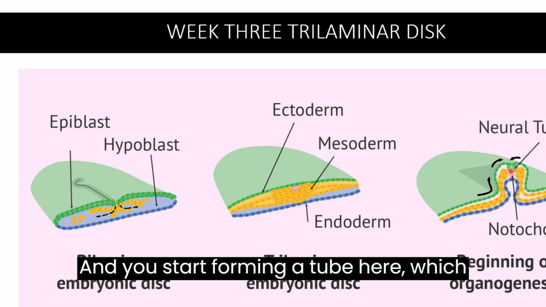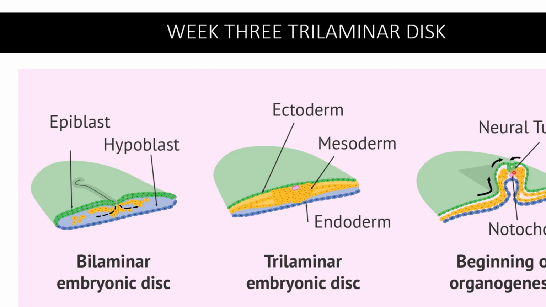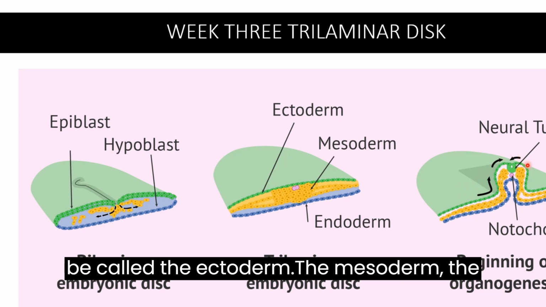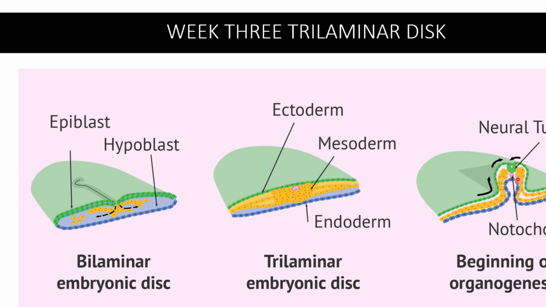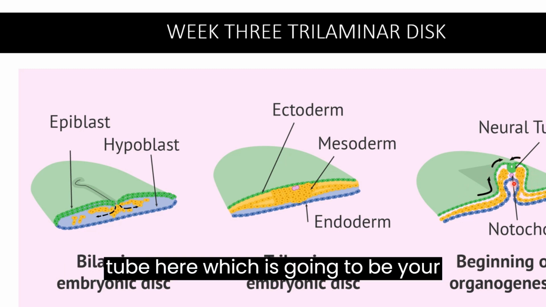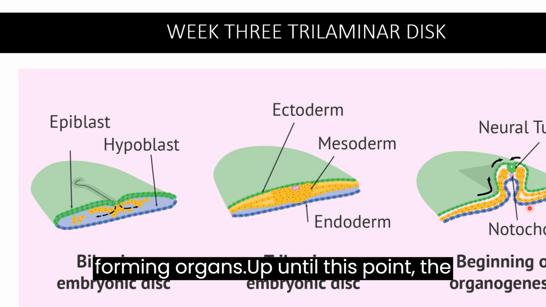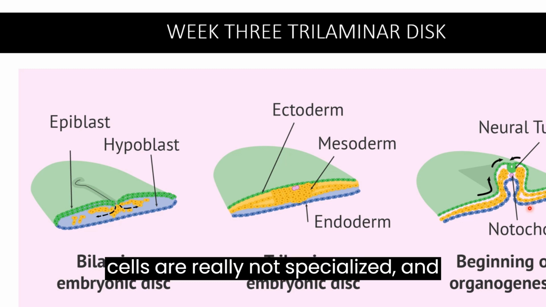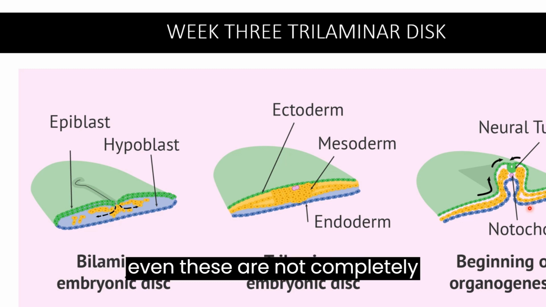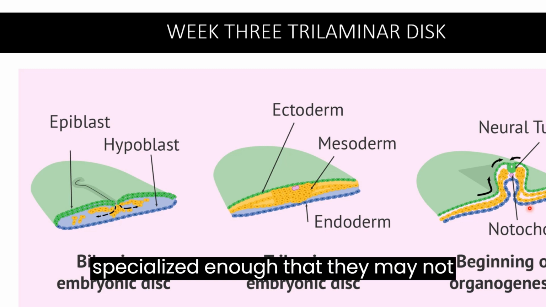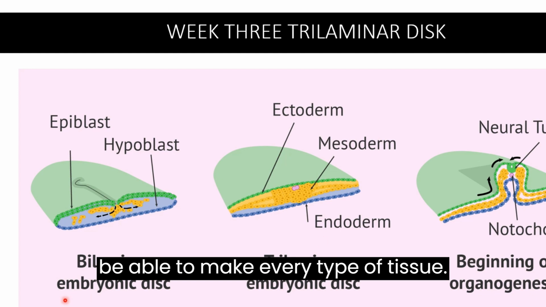and you start forming a tube here, which is going to be the neural tube. So you have the outer layer, which is going to be called the ectoderm, the mesoderm, the middle layer, and then you can see the tube here, which is going to be your endoderm. And at this point, you start forming organs. Up until this point, the cells are really not specialized, and even these are not completely specialized, but they're starting to get specialized enough that they may not be able to make every type of tissue.